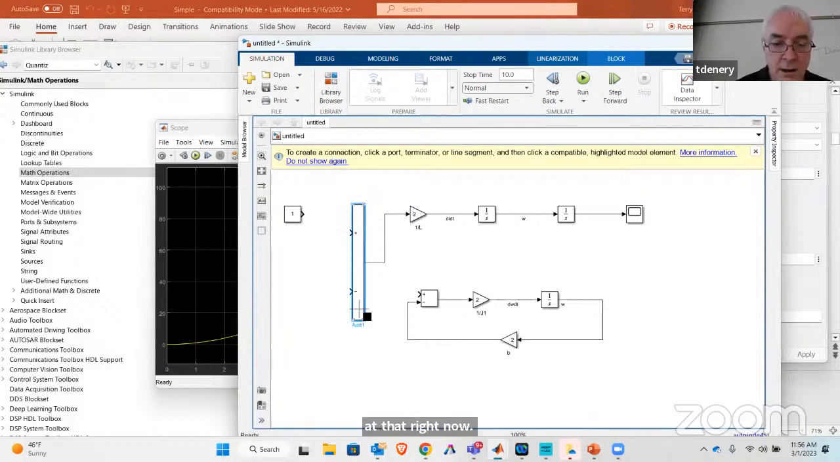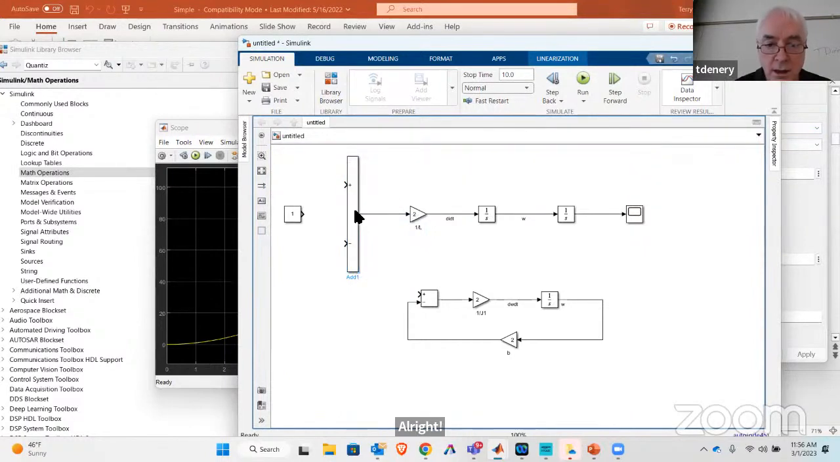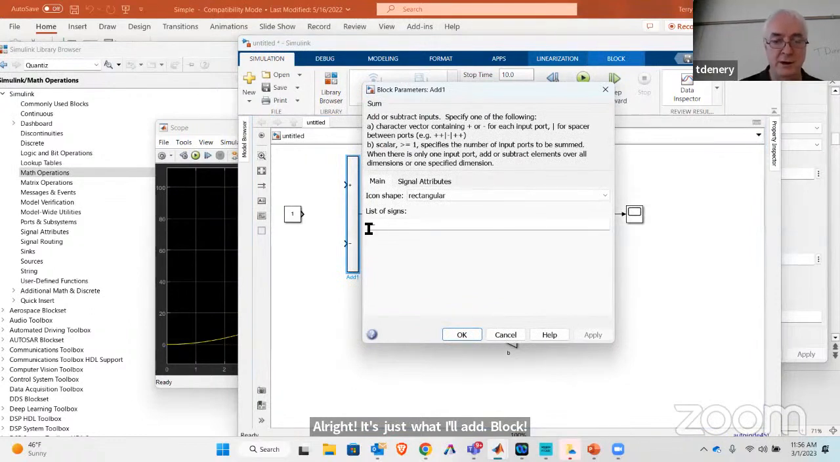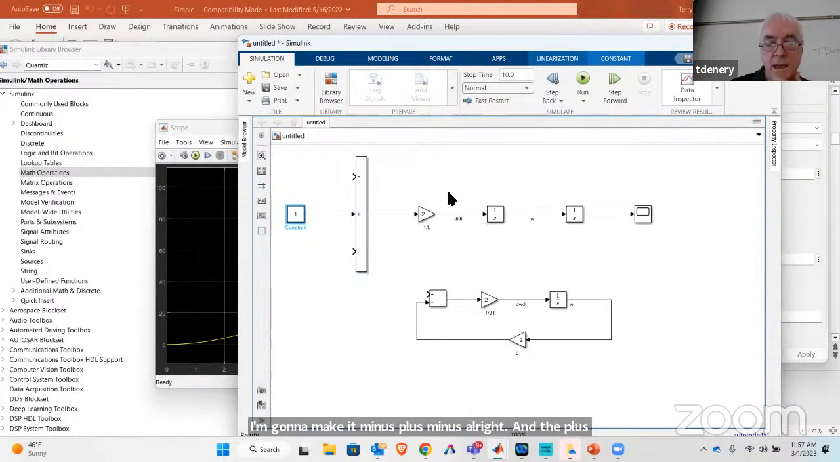All right, so this little add block. I'm going to do it this way. I'm going to be a little old school on you here. All right, and so the list of signs, which define the ports coming in, I'm going to make it minus, plus, minus. All right, and the plus is for my applied voltage, which I'm going to let this constant do. But again, I've got to kind of, ooh, I did this wrong, didn't I? No, there it is. All right, I just need to relabel this. Right, so that's I now.